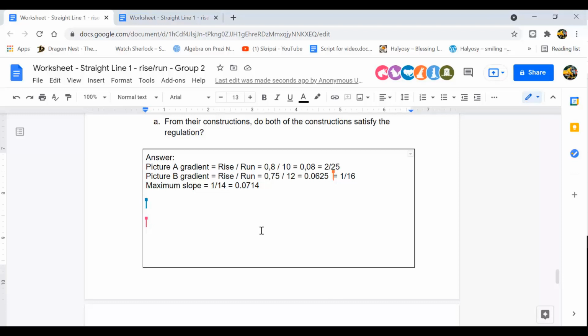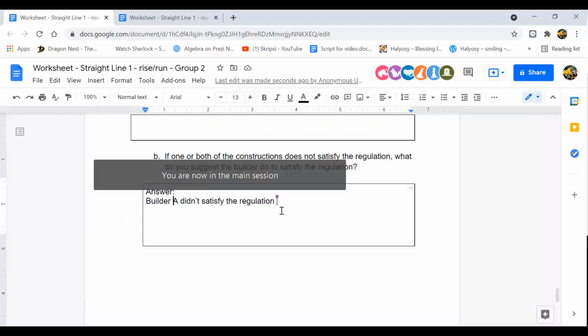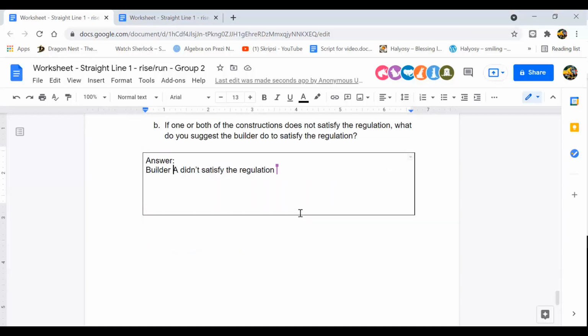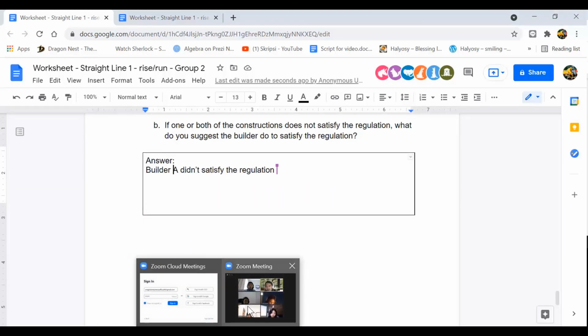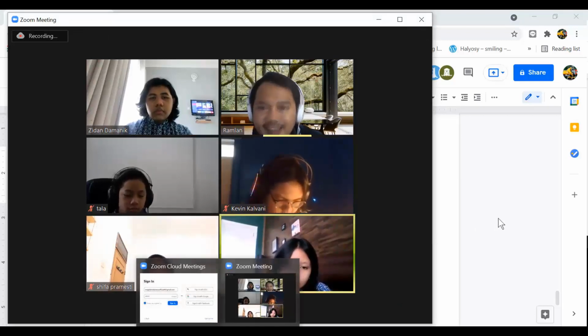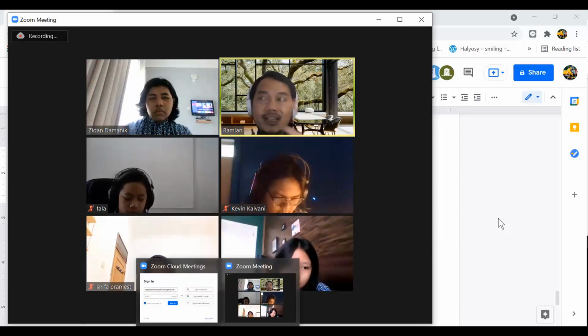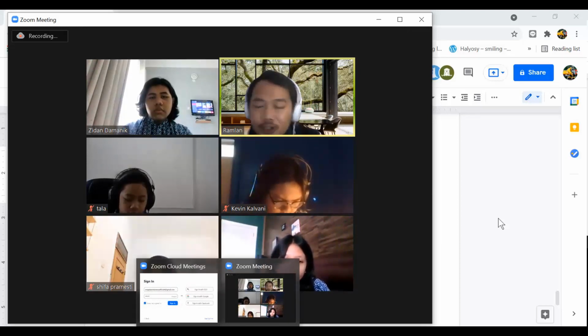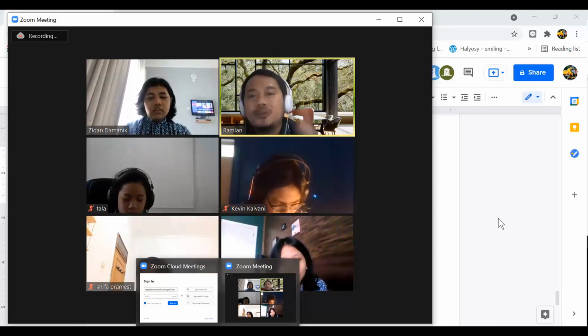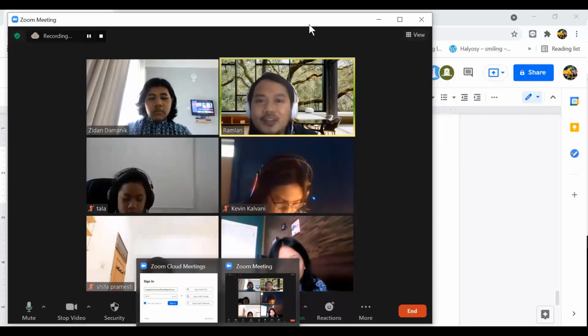Very good. Just please write that down: builder A does not satisfy the regulation. So, what do you think they should do? Any suggestion, guys? Lower the vertical. Okay, maybe making the vertical distance lower, and then another question is, how much lower is it? Is it like 0.1 meter or 0.2? You need to recalculate it again.